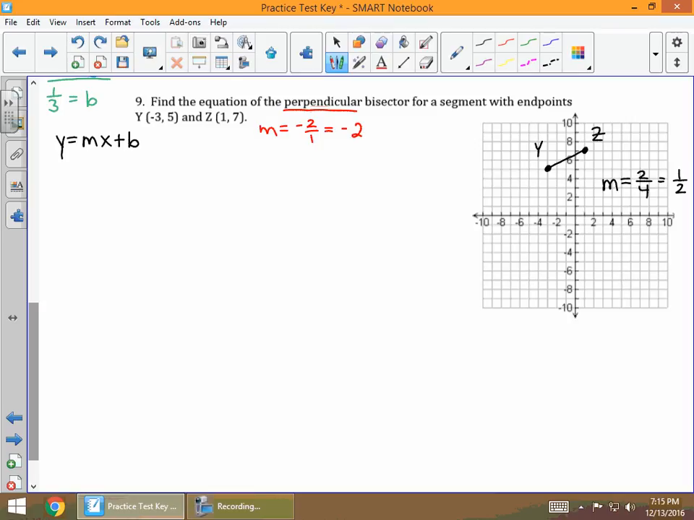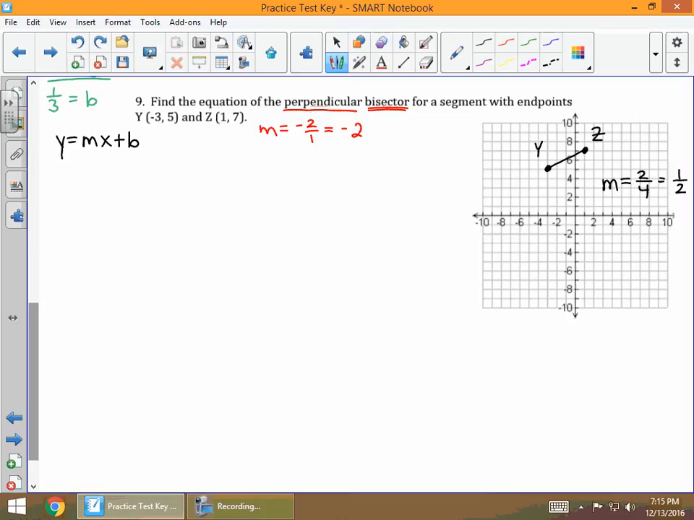If not, that's fine. Now, unlike problems 6, 7, and 8, I don't know a point that is on the perpendicular bisector. I know one, I'm just not given one. Y is not on the perpendicular bisector. Negative 3, 5 is not on that perpendicular bisector. The point Z is not on the perpendicular bisector. But I'll tell you what point is. Because of the word bisector, the midpoint is on the perpendicular bisector.